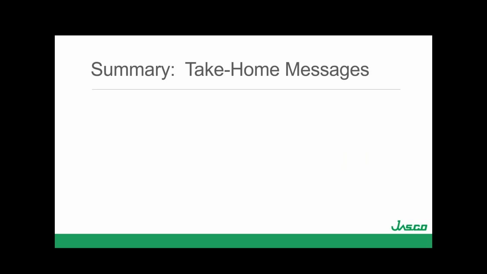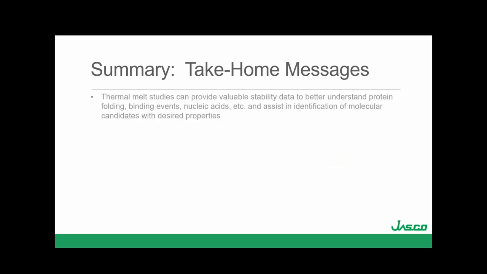So in summary, I'd like to just give you a few take-home messages. Thermal melt studies can provide valuable stability data to better understand protein folding, binding events, nucleic acids, a whole wealth of applications, and assist in identification of molecular candidates with desired properties, right? You make a change. Does that change give me the property I want? Which one of these is the best?